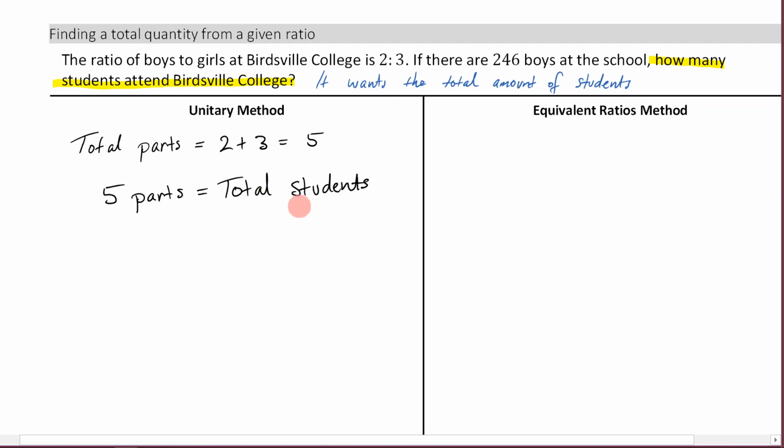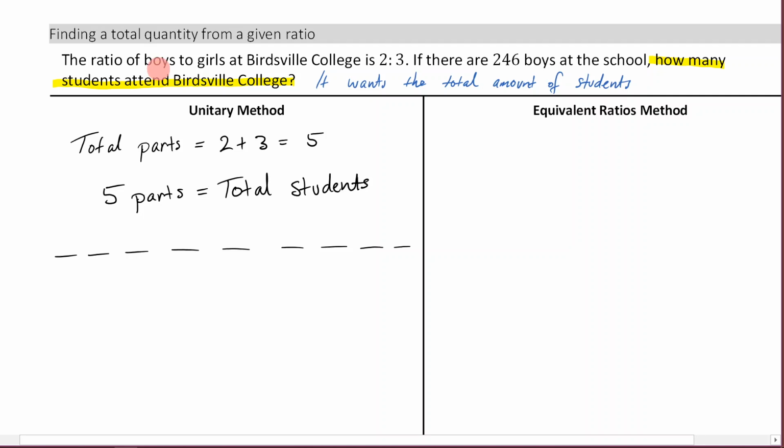But we don't know what this is. This is what this question is asking us to find. We want to find what this is. So let's just kind of segment that off. That's what we're after. We're after how many students are going to this school. Okay, so let's dive back into the question and see what we can do.